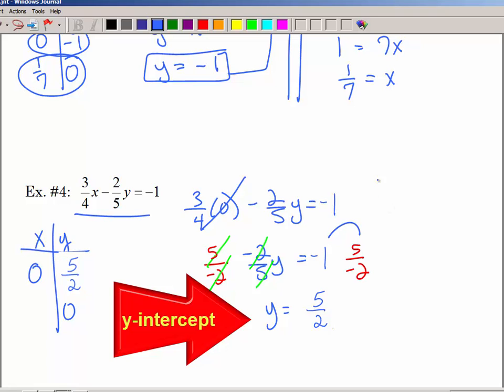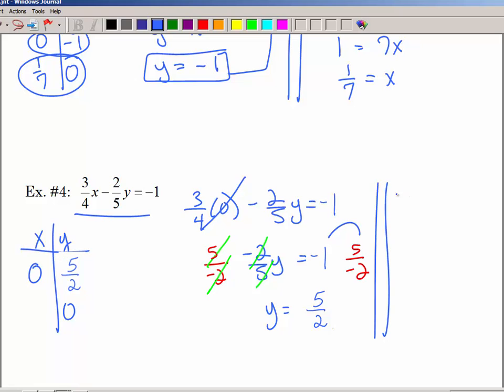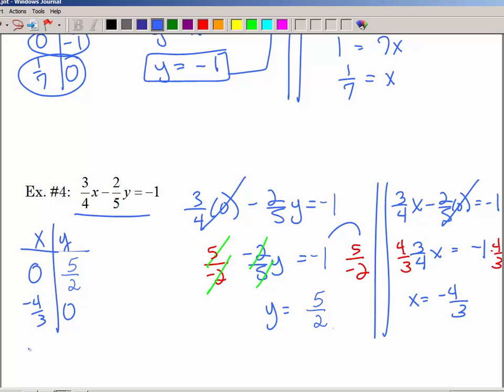Let's go ahead and finish this up. I'm going to put in 0 for y this time. So that's 0. So I have 3/4 x equals negative 1. And again, I'm going to multiply both sides by the reciprocal, 4/3. So I have x equals negative 4/3. And that is my x-intercept.